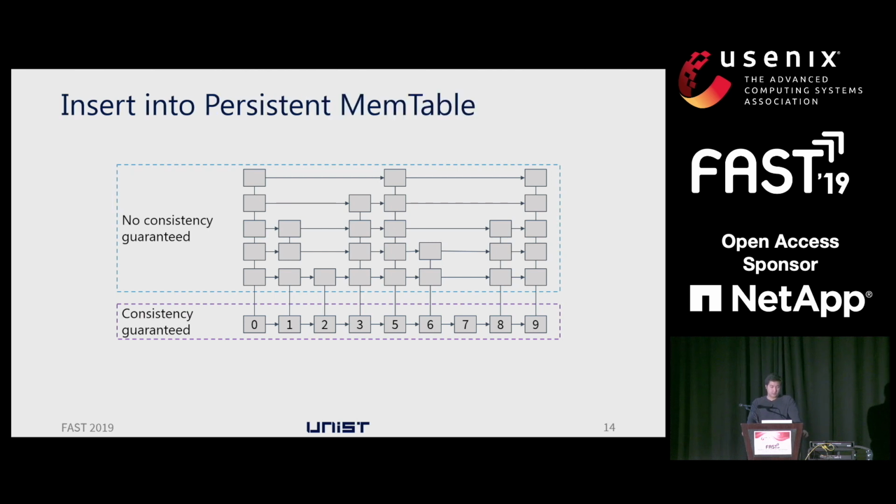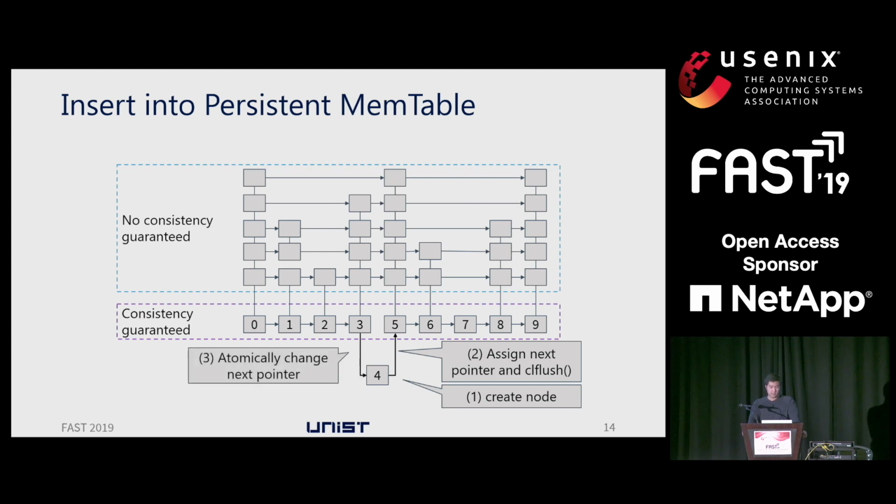How we ensure the consistency of insert to the memtable is as follows. We need to insert a key-value pair. So we create a node with the key-value pair. We make the next pointer point to the needed node, and we CLflush it to the persistent memory. After that, we atomically change the next pointer from the needed node to our newly created node. This way, we achieve a very strong consistency.